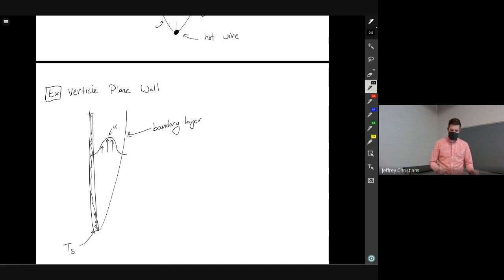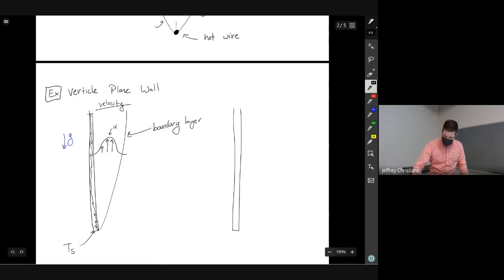So this is the velocity u. But the thickness of that is going to increase as you go up the plate, for the same reasons that the thickness increased for flow along a plate. So it's a lot of the same physics. Here this is vertical, so g is down. This would be the velocity part of the system.